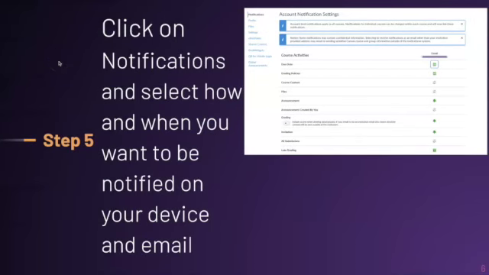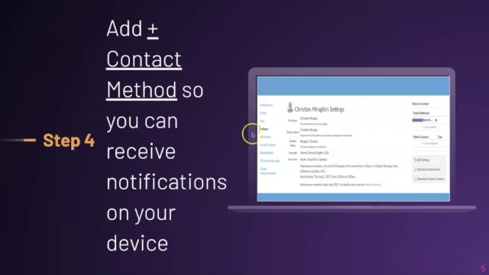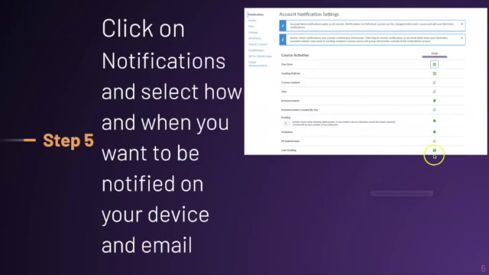Step five, you're going to click on notifications, and this is where you are going to determine when you are going to be notified on your various assignments. So each one of these calendars and bells: a bell means immediate notification, a calendar means a weekly notification, and a date on a calendar is showing a daily notification. So this is how you're going to receive notifications on your device and email.